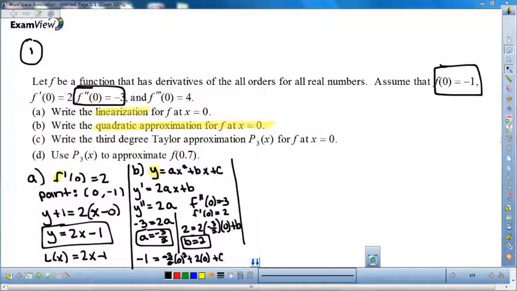So now in my original equation, when x is 0, y is -1. So wherever I see an x, I'm going to substitute 0. Wherever I see a y, I'm going to substitute -1. And remember that we found a to be -3/2, b was 2. So solving for c, I get c equals -1. And if I substitute those into my equation, I get a quadratic approximation.